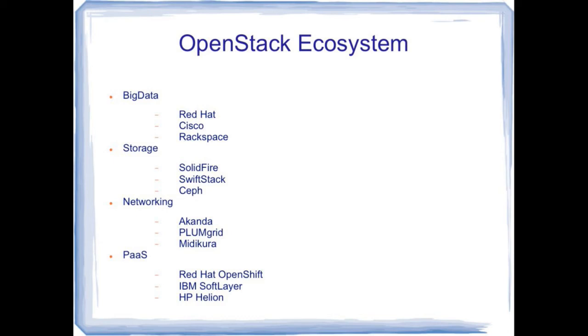And on the networking side, of course, there are Akanda, PLUMgrid, and Midokura that work on Neutron, to make the deployment easier, because in a way, Neutron is very complicated. So we have to make it easier for deployment, and this is making up the ecosystem. Of course, we cannot overlook PaaS because they run on top of OpenStack.